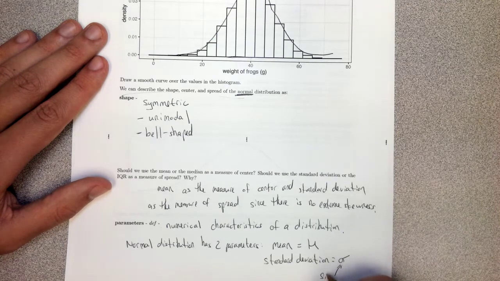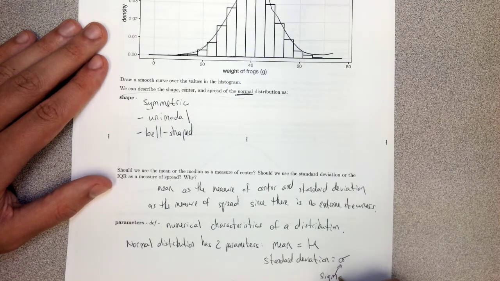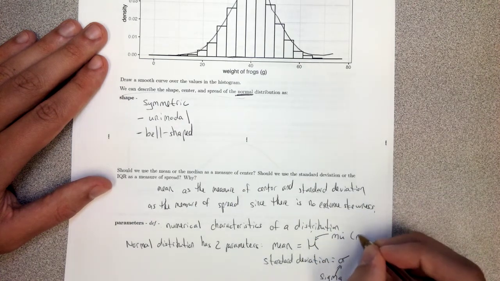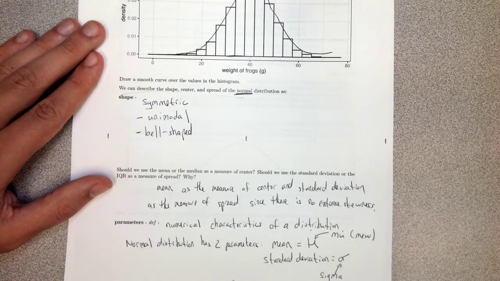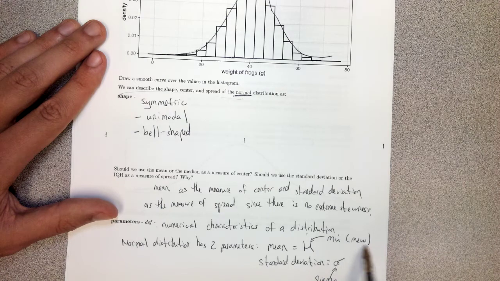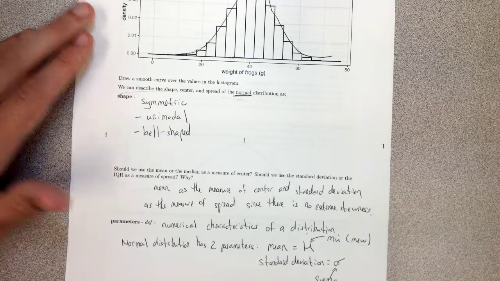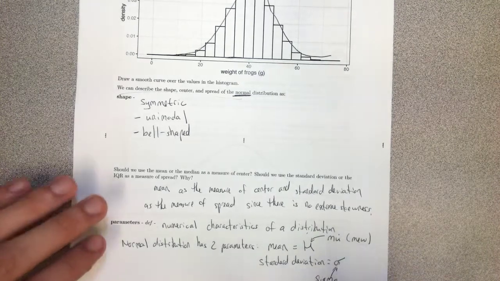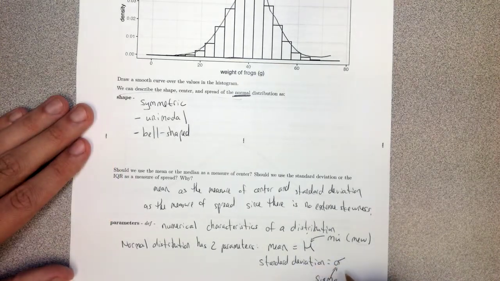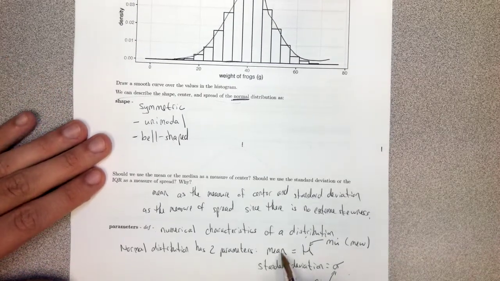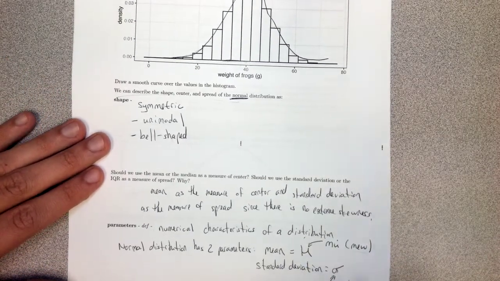I'll write out the pronunciations a little bit. So that's sigma, that's mu. And for all the Pokemon fans out there, the many, many of you, you say it just like the Pokemon, Mew. And so these are just numbers. The mean might be 50, the standard deviation might be 3. So these are two numbers that we could use to describe the normal distribution.